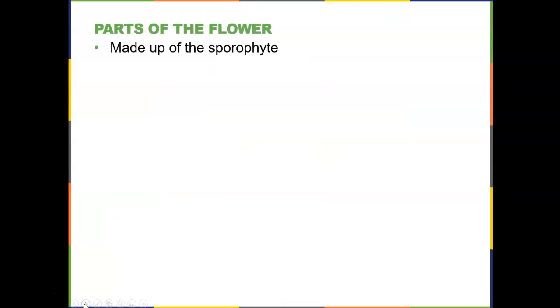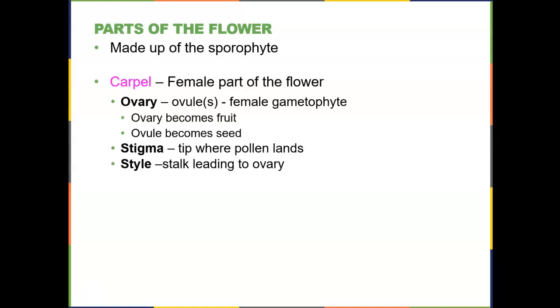So now let's look at the parts of the flower. So remember that besides the ovule and the pollen grains, which are the gametophytes, the whole rest of the flower is diploid cells. So they are sporophyte tissue. When we look into the female parts of the flower, altogether they are called the carpel. You may also see them called the pistil, but I usually call them the carpel.